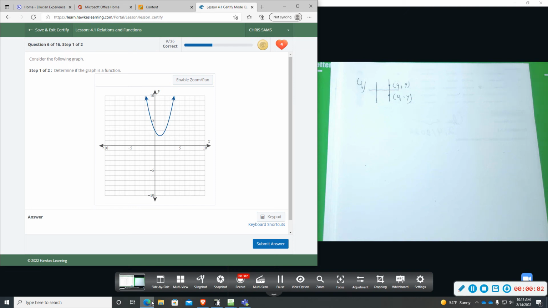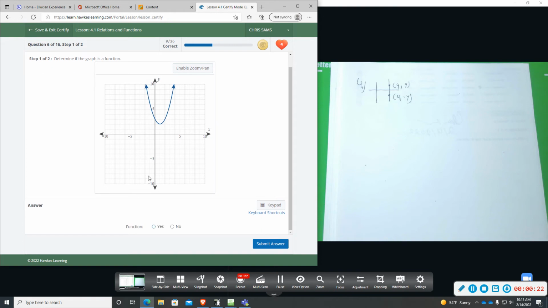Number 6, we want to consider the following graph and determine if it is a function. To do that, we're just going to apply the vertical line test. If you were to draw any vertical line along this blue graph, straight up and down, it would only cross once. That would meet the requirements to be a function. So yes, this is a function.